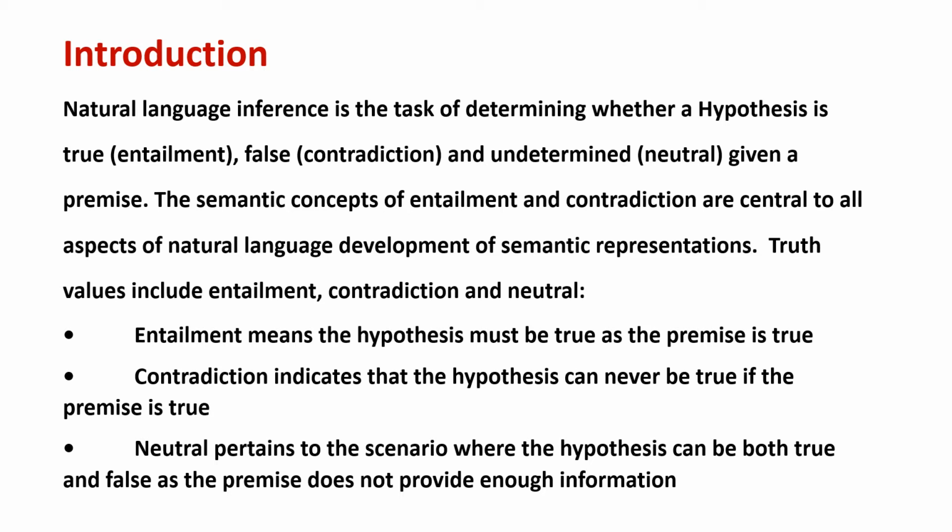Entailment means the hypothesis must be true as the premise is true. Contradiction indicates that the hypothesis can never be true if the premise is true. Neutral pertains to the scenario where the hypothesis can be both true or false, as the premise does not provide enough information.